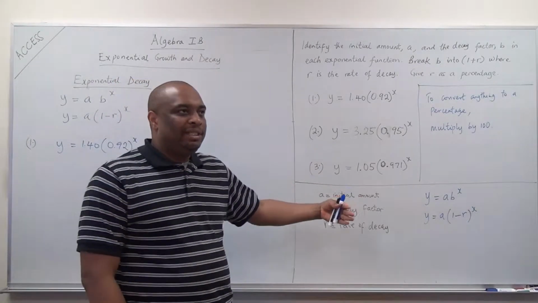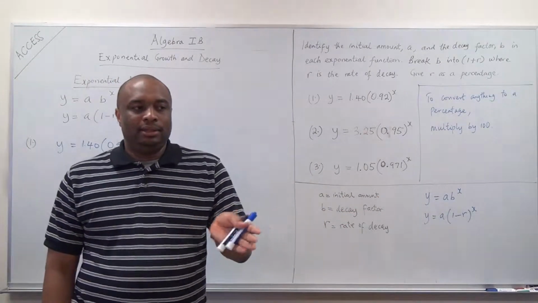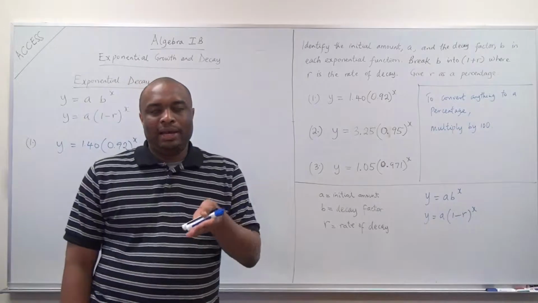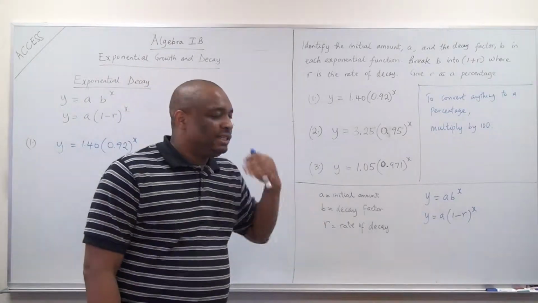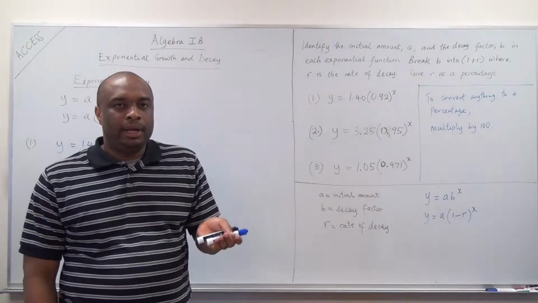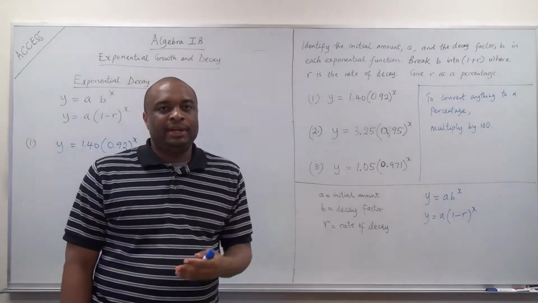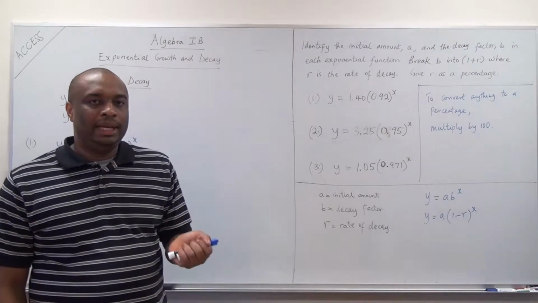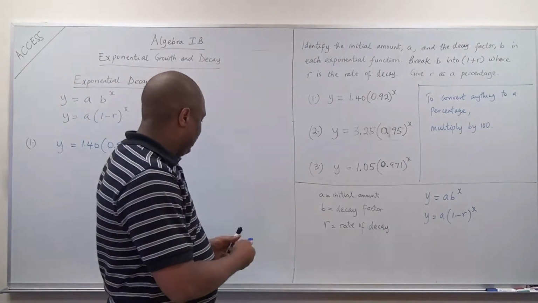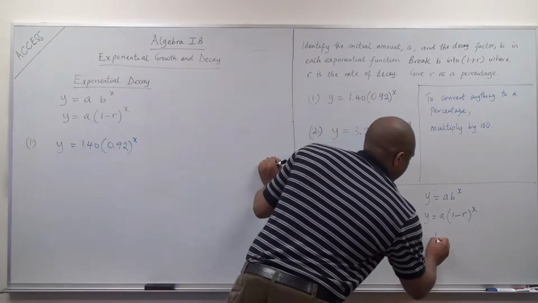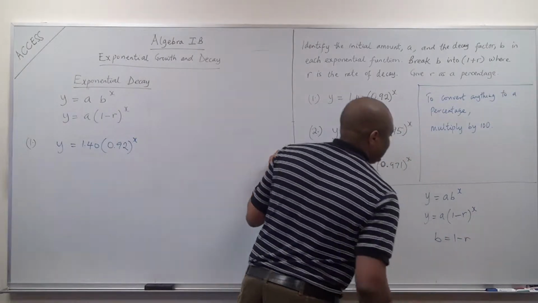Why do we use a negative sign here? Because it is kind of decreasing. It's a decay factor. So if it's growing, increasing, we use a plus. If it's decreasing, decaying, we use the negative sign. So our B here becomes B is 1 minus R in this case.